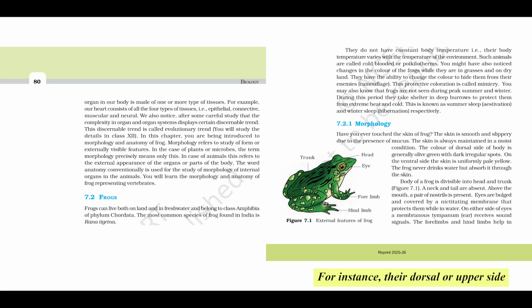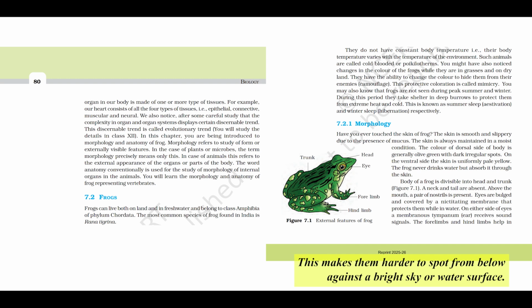For instance, their dorsal or upper side is typically an olive green with dark, irregular spots. This allows them to merge perfectly with vegetation. In contrast, their ventral or underside is uniformly pale yellow. This makes them harder to spot from below against a bright sky or water surface.